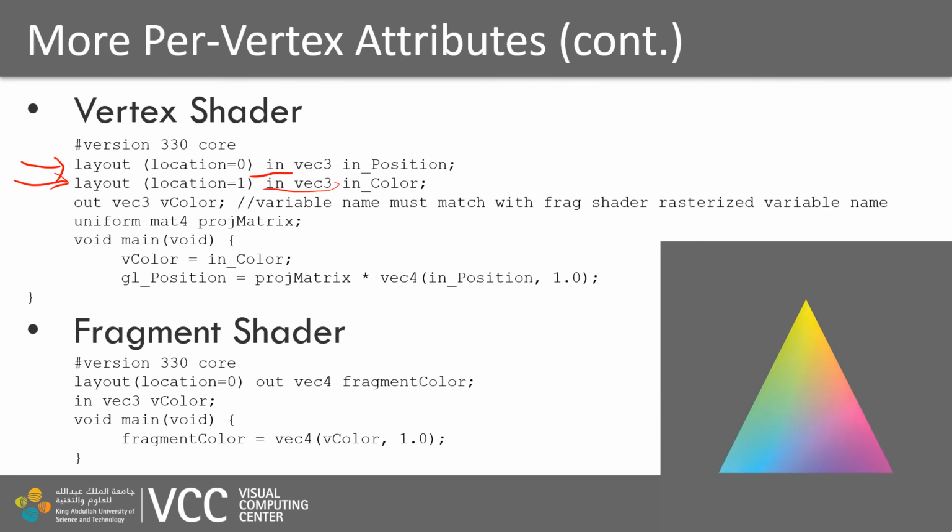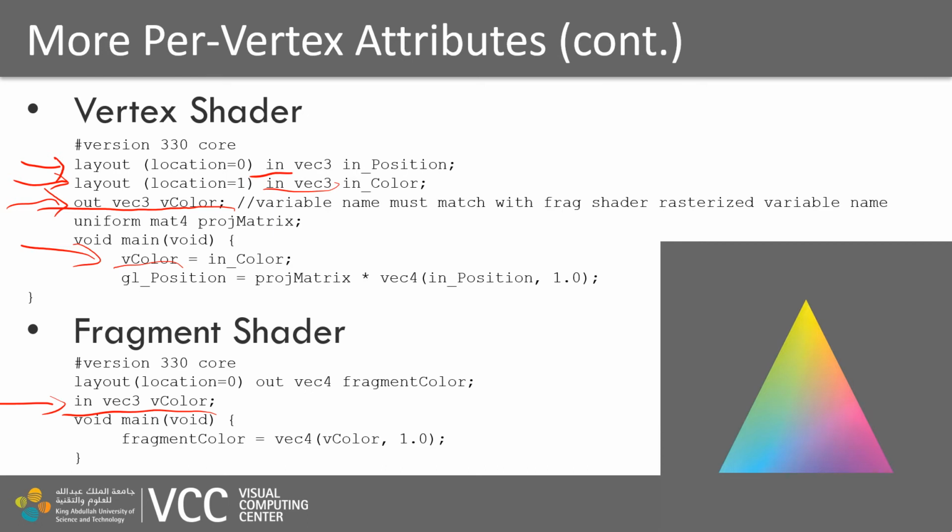And therefore, we are defining the outgoing variable vColor, which needs to have the same name in the fragment shader as an incoming variable. So they need to have the same name so that they can be matched. And then we are defining that the in color, which is the input color from this vertex array object, is then passed onto the vColor variable, and this vColor variable will then be rasterized so that we can, for each fragment, access an interpolated value of this vColor.